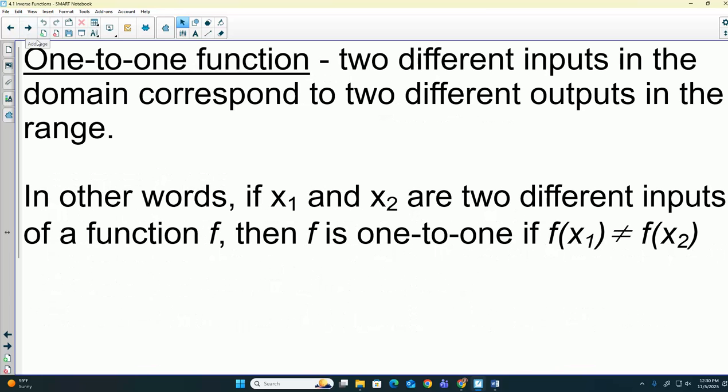Yes, if something is a function, that means x doesn't repeat. If I put in an x value, I get the same y value every time. I don't get different y's out. If it's one-to-one, two different inputs give you two different outputs. Another way of saying it is if you have two different x's, they can't give you the same y. Or another way of saying this is y never repeats.